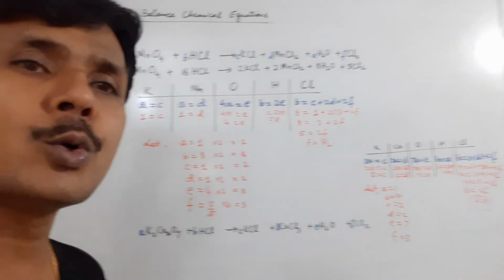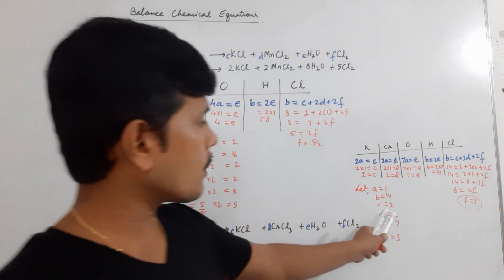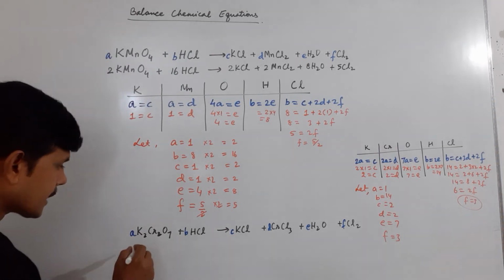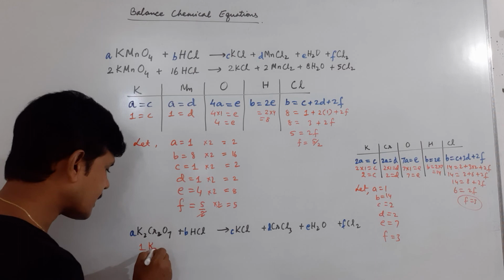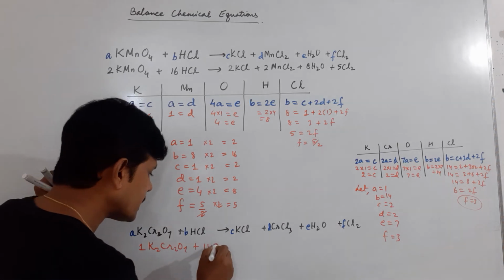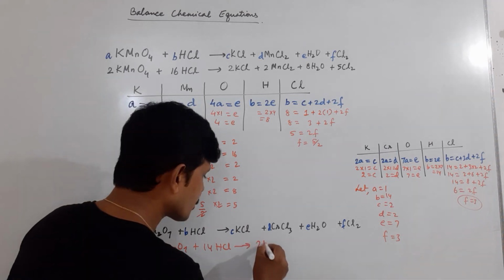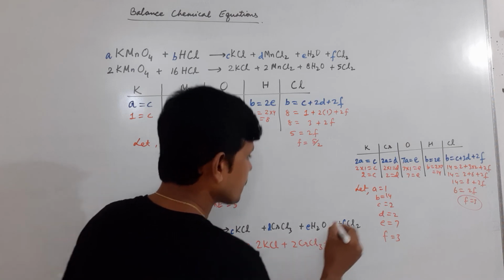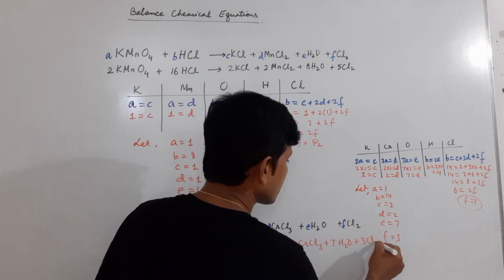Now, dear students, I am going to replace these A, B, C, D by the numbers we have got. Just look over here. A is 1, so I am writing only 1: K2Cr2O7 plus, in place of B, 14 HCl. Now the product area. C is equal to 2, so I got 2 KCl. In place of D, 2 CrCl3. In place of E, 7 H2O, and in place of F, 3 Cl2.